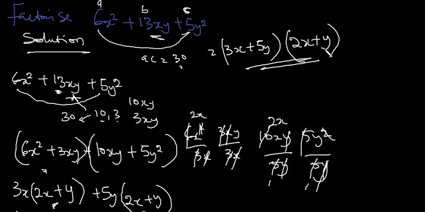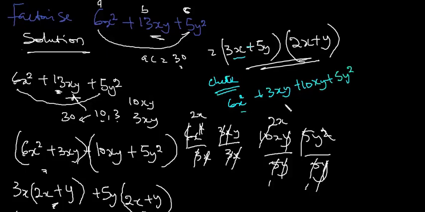And we can check if what we've done is right. I'm sure most of you will say, yes, let's check. Let us check. We want to be sure. Now let's open this bracket. 3x times 2x is going to give us 6x squared, right? 3x times y is going to give us 3xy. Is that understood? Now 5y times 2x is going to give us plus 10xy, right? 5y times y is going to give us 5y squared.